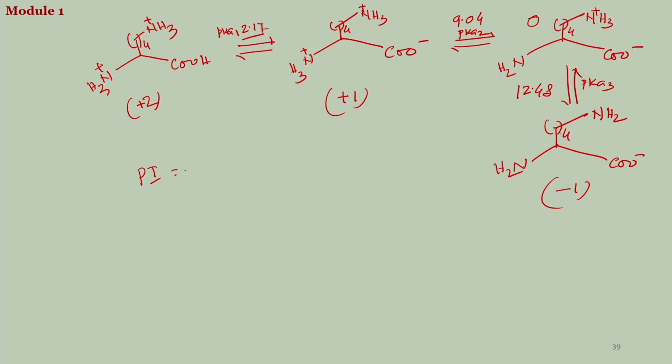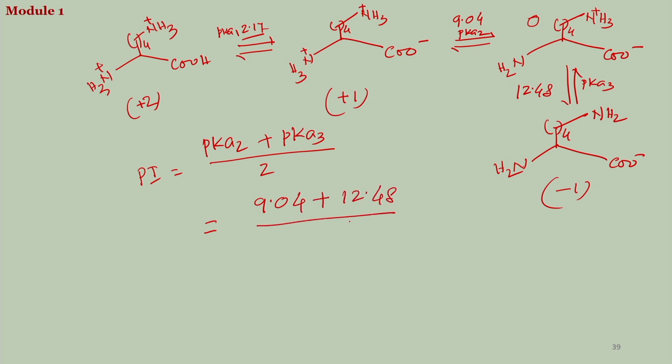So, here is the zwitterionic form, so this equilibrium and this equilibrium should be considered. So the pI is pKa2 plus pKa3 divided by 2, in this case 9.04 plus 12.48 divided by 2, which comes to 10.76. So this is the pI value of lysine.